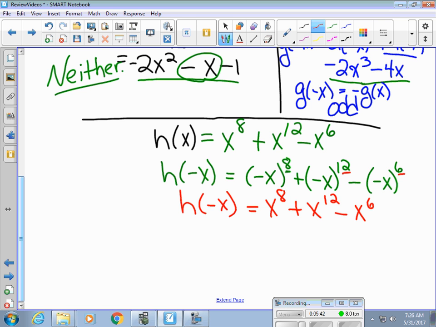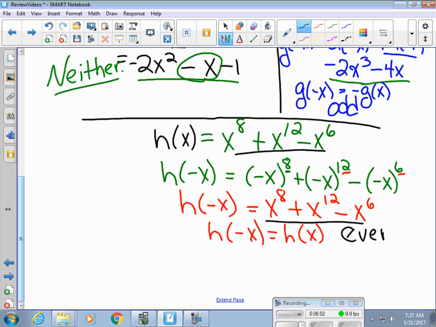This is what we have. So let's do our comparison. What do we have? We have the exact same thing that we started out with. So in this case, we substituted in a negative x, and we ended up with the same function. So this one, you got it, this one is even.